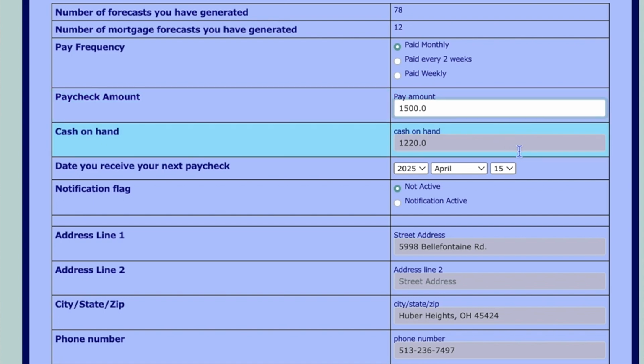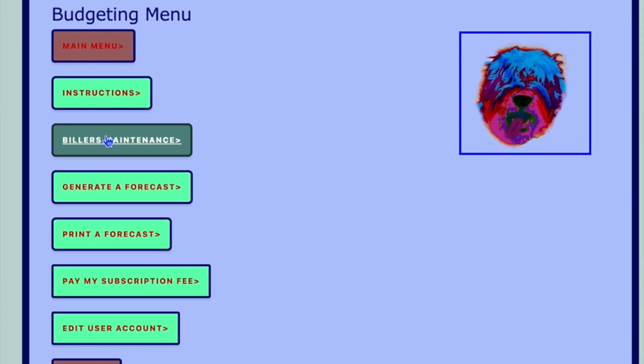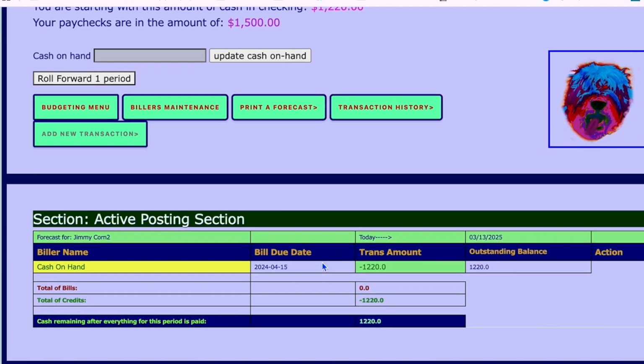So those are really the four critical things in this screen. How often are you paid? What's the amount? How much cash are you starting with? And when do you get your next check? So from that, and then those bills and the biller's maintenance, we end up with that wonderful, even if I do say so myself, forecast. Let's click on Generate Forecast. There it is.